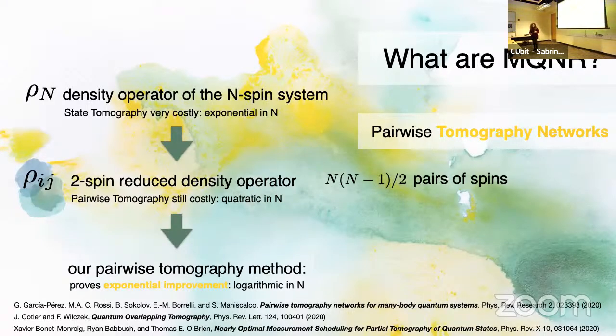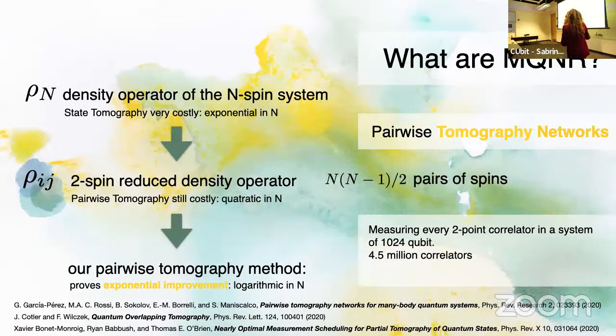So eventually, what is the main message here? The main message is that if I have access to measurement of each of the individual quantum systems, I can skillfully arrange the measurements in a way to reconstruct all the pairwise reduced density operators in an efficient manner, which scales only logarithmically.